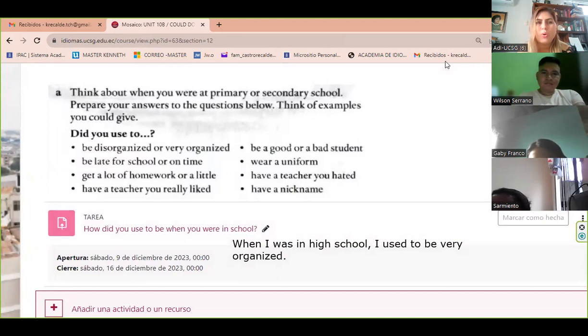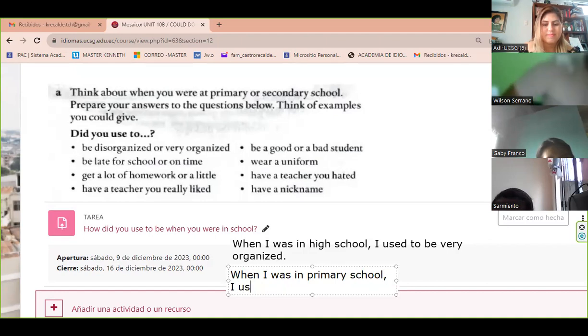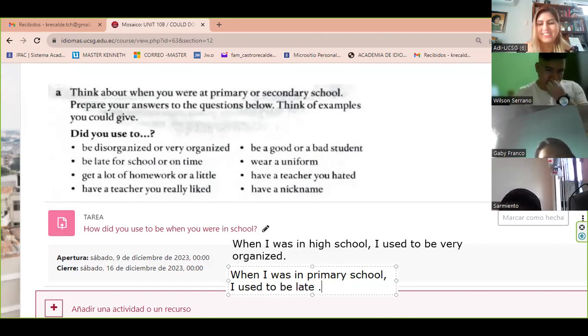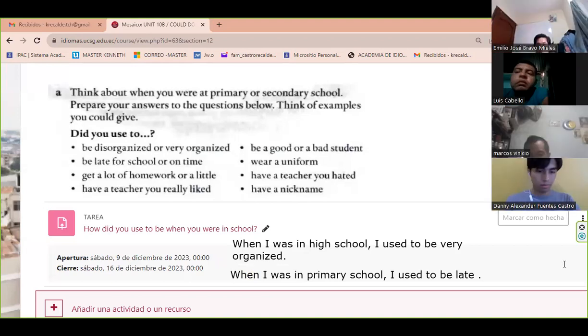It will also be in negative. For example, let me put another example: be late for school or on time. So I put, when I was in primary school, I remember I used to be late. Okay, when I was in primary school, I used to be late. Okay? So let's do it, sweeties. I'm going to give you some time. I think 10 minutes is more than enough for you to finish, and then upload it here. Come on, do it.